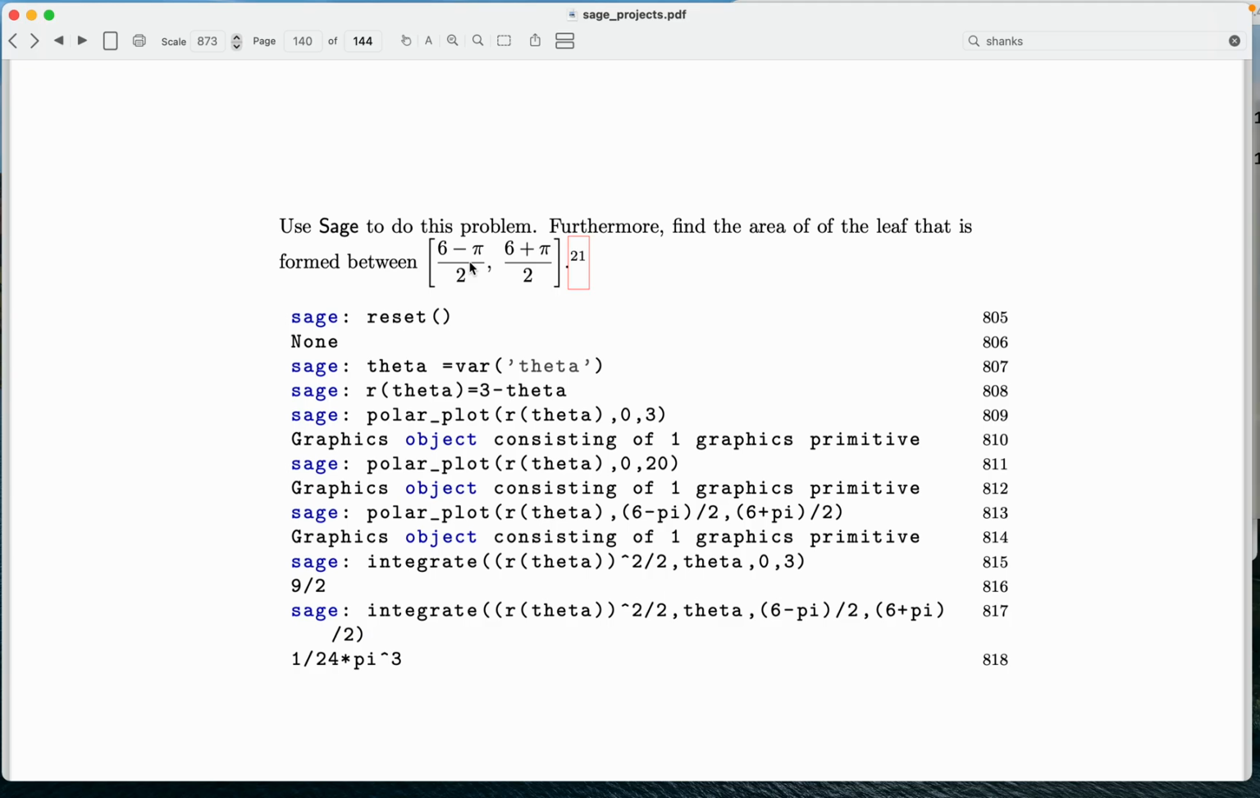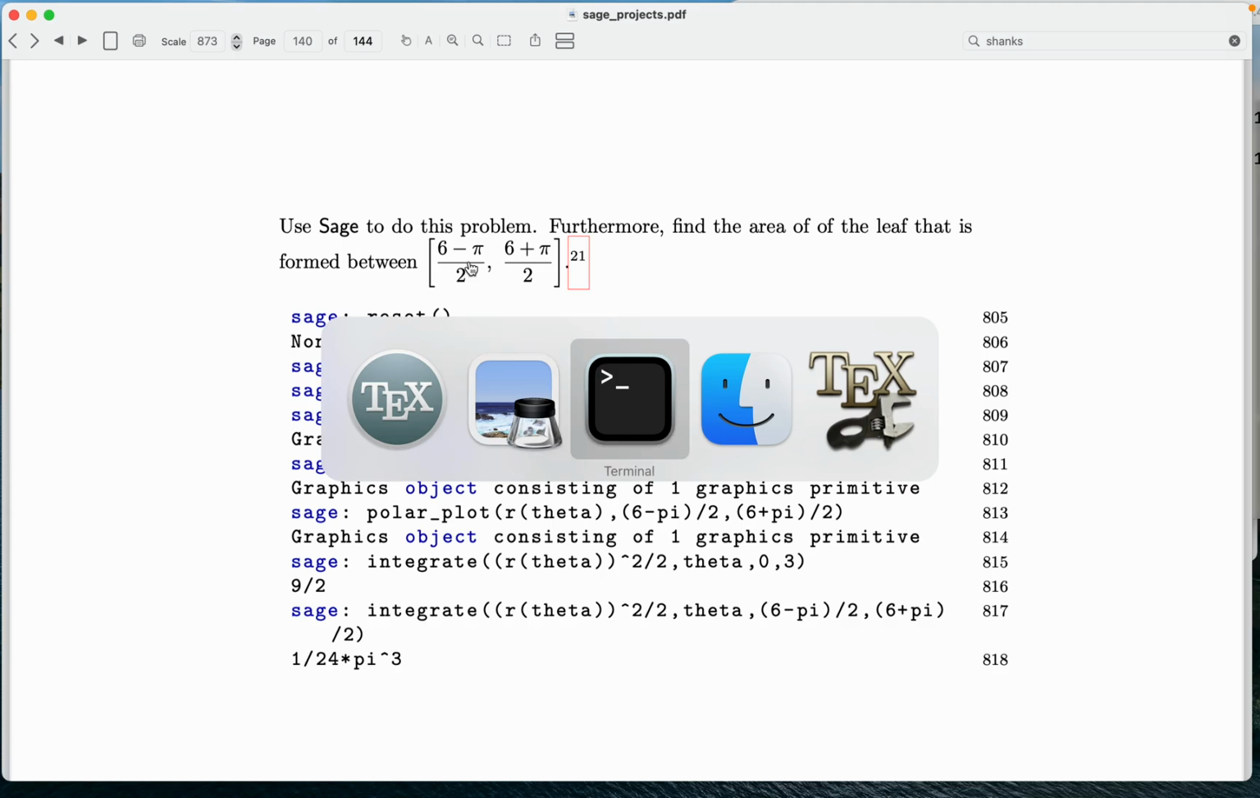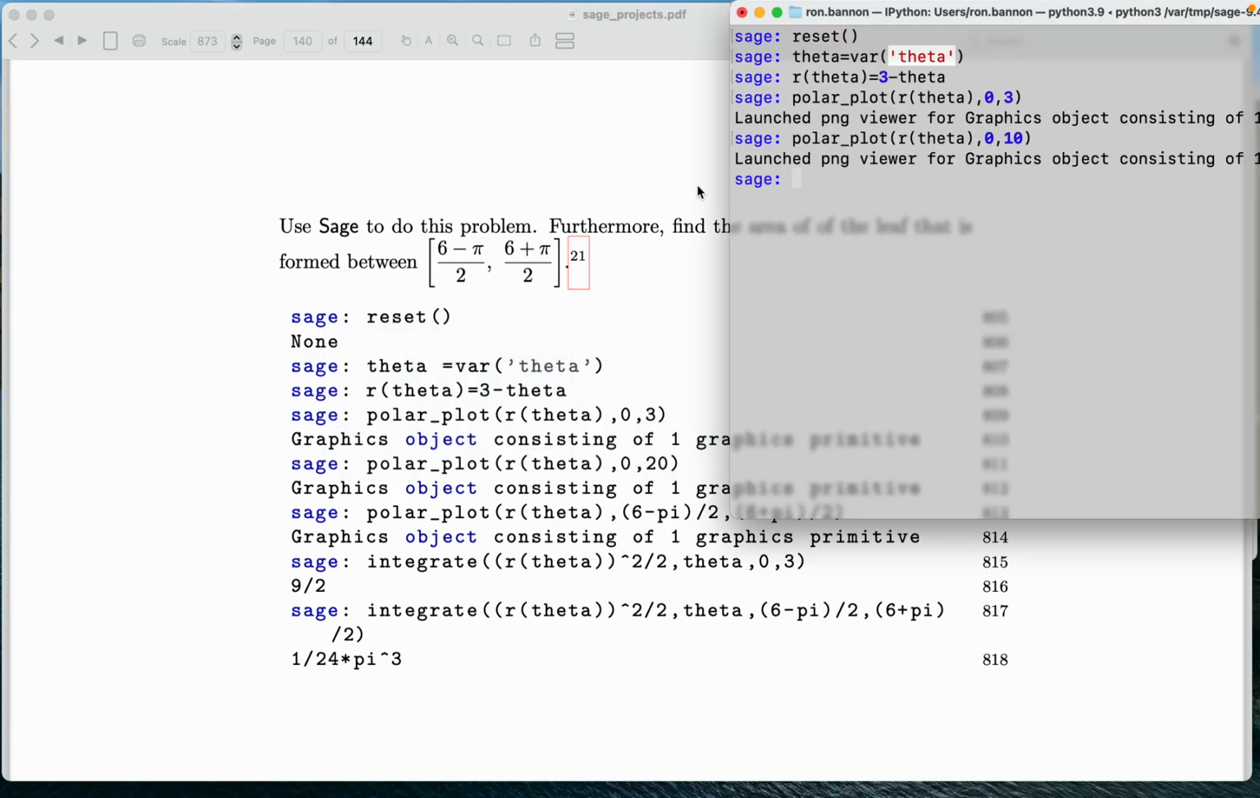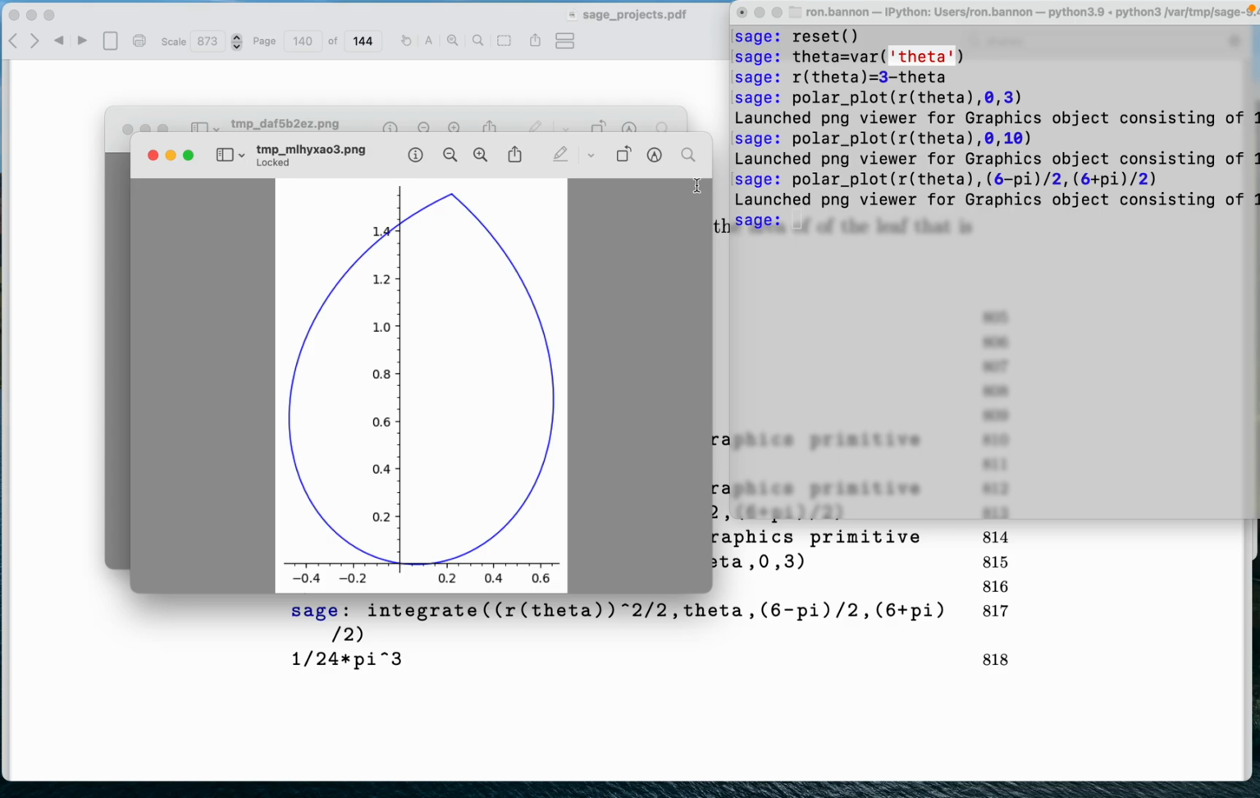Now, someone says, what is this? This is the leaf. So what I want to do is go back to this thing over here, and I want to type this in. And what am I going to type in? 6 minus pi divided by 2, comma, 6 plus pi divided by 2. And I get the leaf.